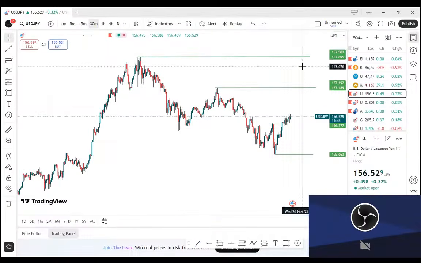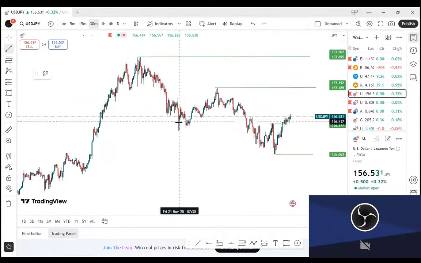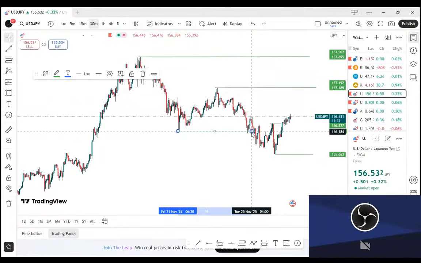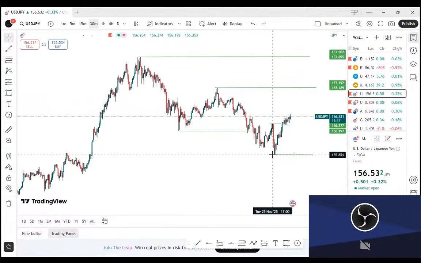This is now the highest level. If you zoom up, you will understand. This is the JPY 30 minutes time frame. So this is the break of structure. This is the next swing. Price swung all the way to this low.